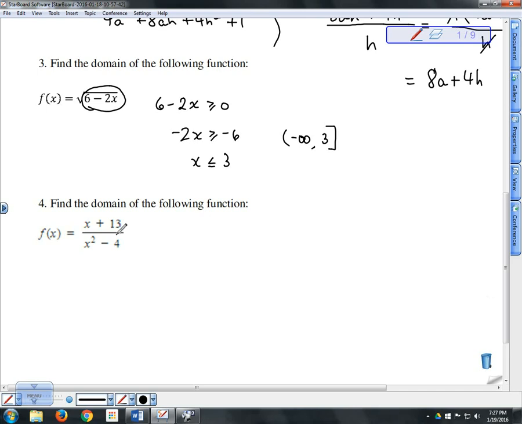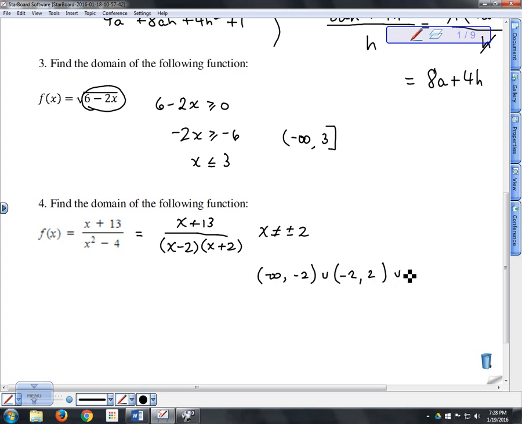Question 4, the domain of a rational function, a function that's in the form of a fraction. Make sure it's in factored form. It's okay for the numerator to equal 0. That's not a problem. The problem is going to be in the denominator. You can't have a 0 in the denominator, so x cannot equal plus or minus 2. So the domain in interval notation is from negative infinity to negative 2, and then from negative 2 to positive 2, and then from 2 to infinity.